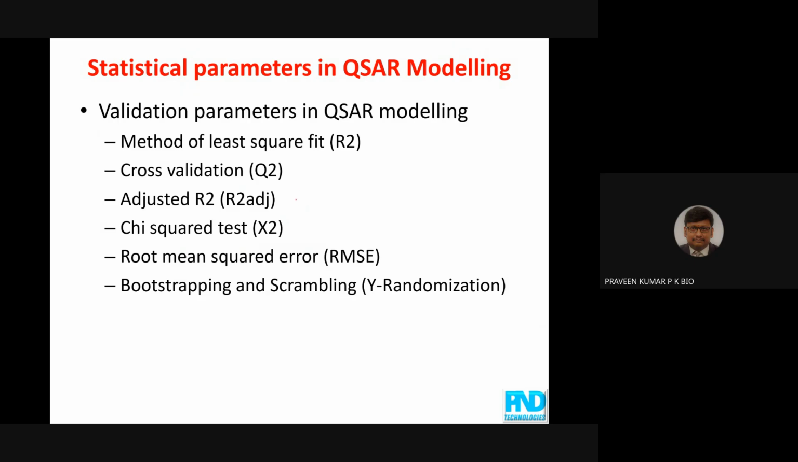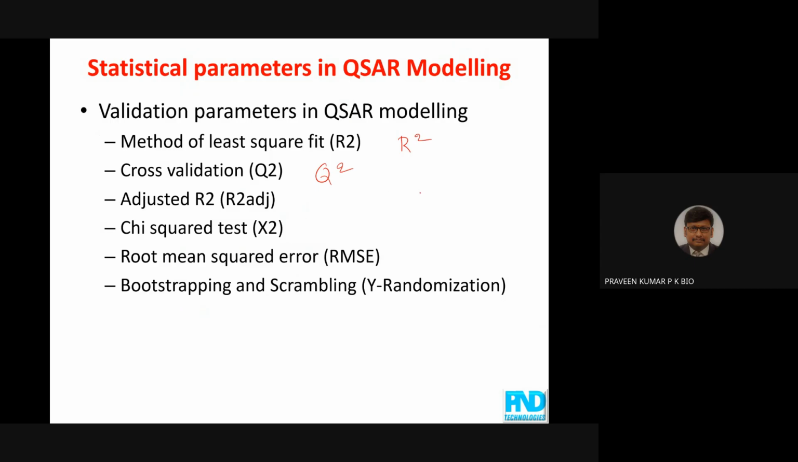So, after QSAR modeling, how do we validate whether the model is perfect or not, to check the efficiency of the model? We can measure through the method of least square fit, that is, through the R square value. Similarly, cross validation we measure through Q square and adjusted R square. Chi square test we can use. Root mean square we can use for checking the efficiency of the model.